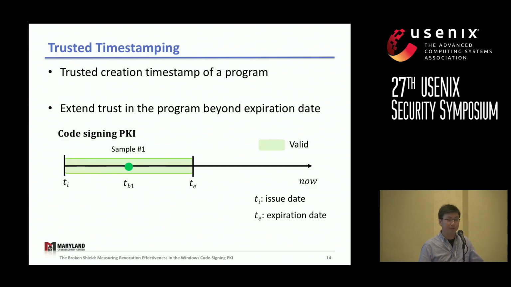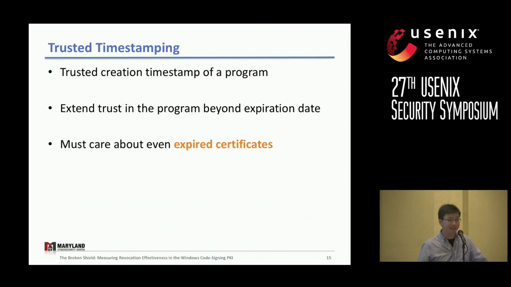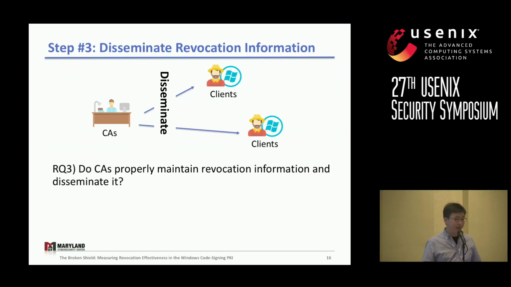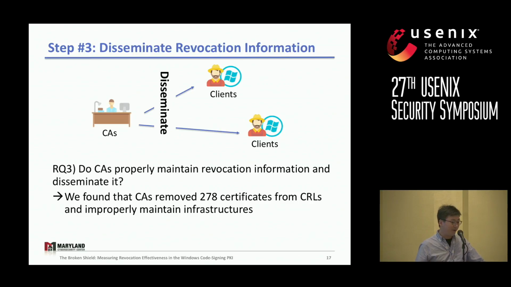So here is an example. If sample one is properly signed, and has a trusted timestamp before the expiration date, then sample one is still valid even after the expiration date, even now. Which means the CA must care about expired certificates. So in the last step, our research question is: do CAs properly maintain and disseminate the revocation information? In this step, we found that the CAs removed around 300 certificates from the CRL and improperly maintained infrastructures.